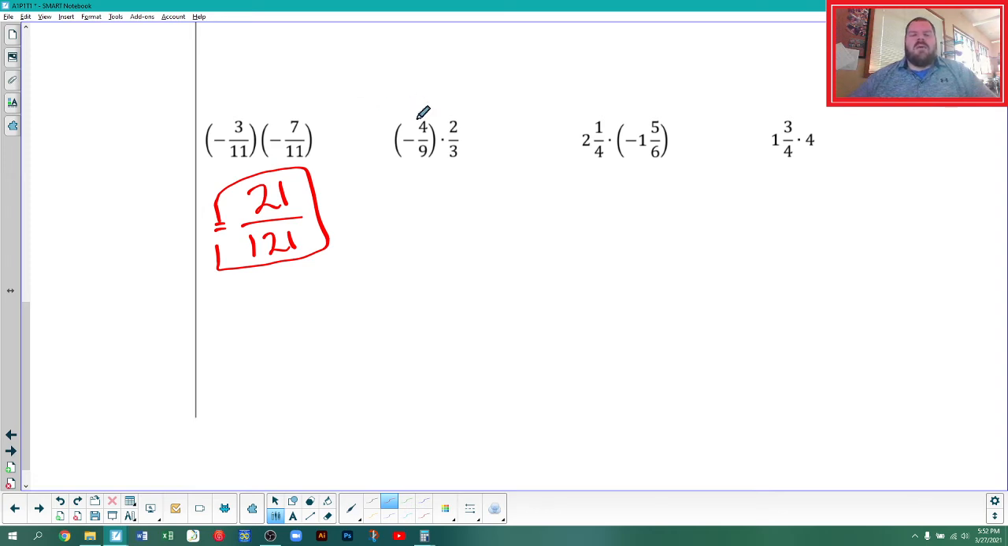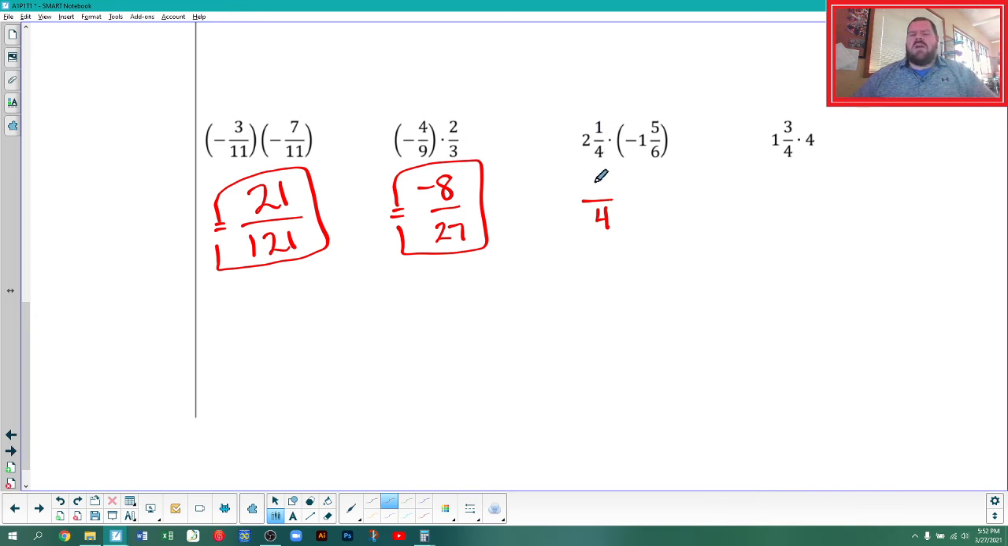Okay. Next one, negative 4/9 times 2/3. Negative 4 times 2 is negative 8. 9 times 3 is 27. And we're done. Again, we really wish more things were like multiplying fractions. It's really nice. 2 times 4, we got to turn this into an improper fraction.